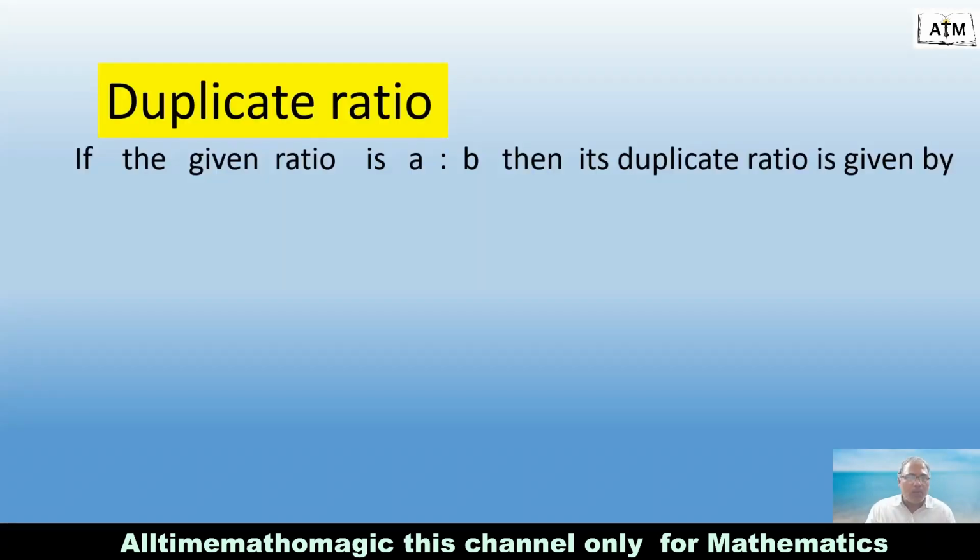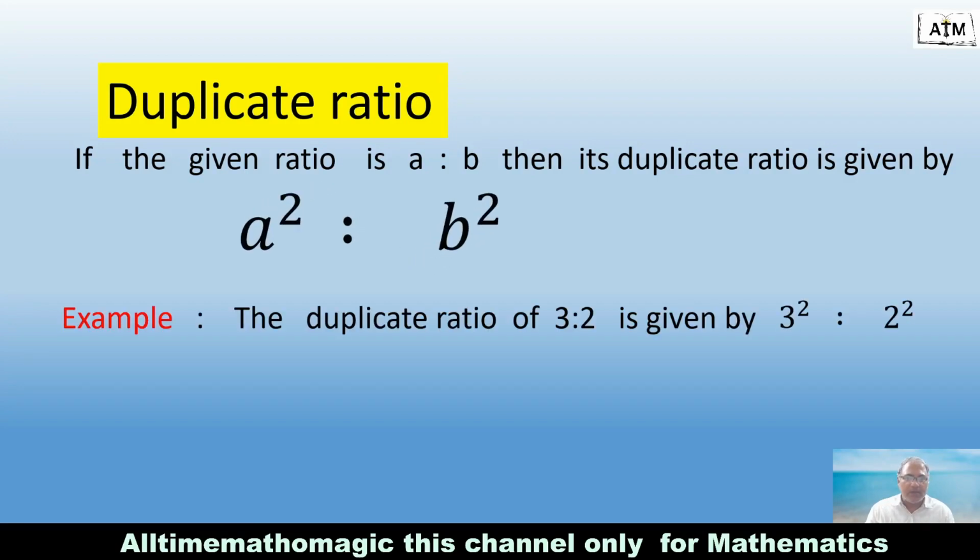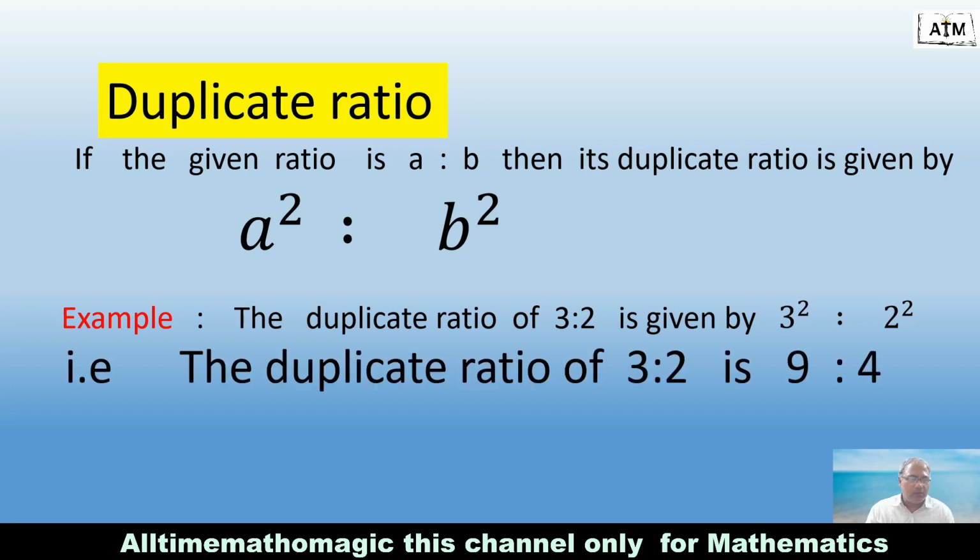Now let's talk about duplicate ratio. If a is to b is a given ratio, then its duplicate ratio is given by a square is to b square. Example, the duplicate ratio of 3:2 is given by 3 square is to 2 square. The duplicate ratio of 3:2 is 9:4.